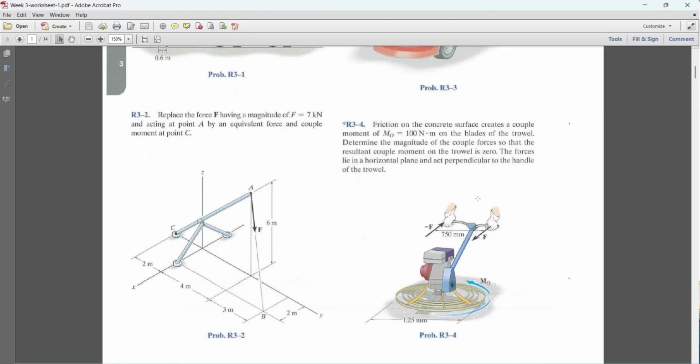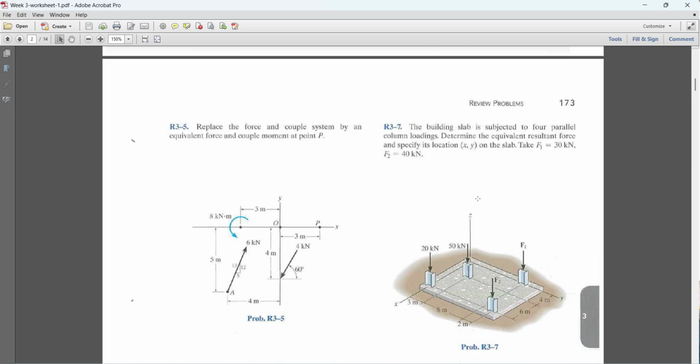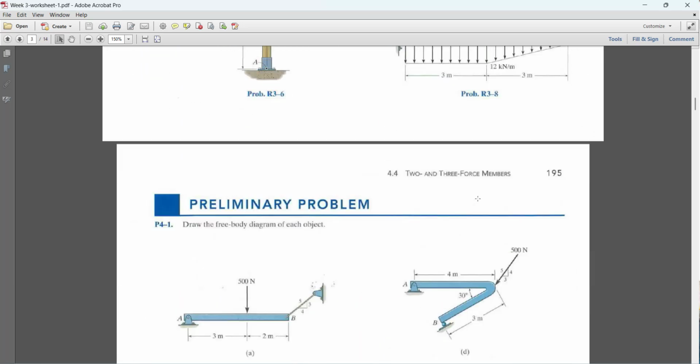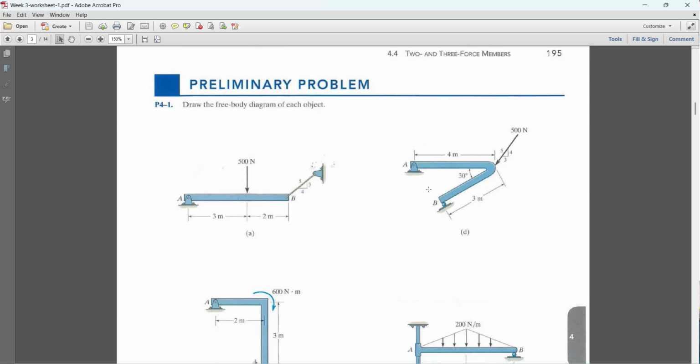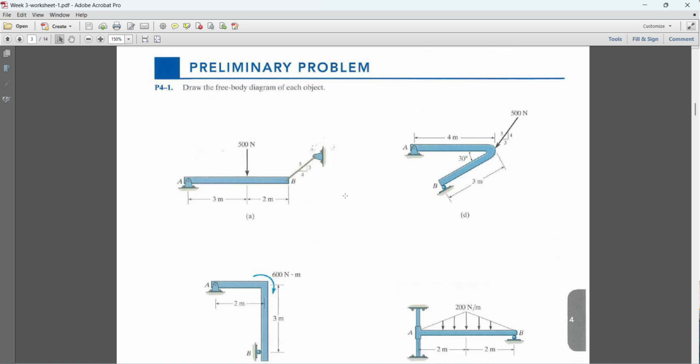Alright, so now the main topic for today is you want to understand the free body diagram. So that's the main part of this lecture today. What is a free body diagram? A free body diagram is a system including one or more rigid bodies. But this system should be freed from the universe. So let me give you an example.